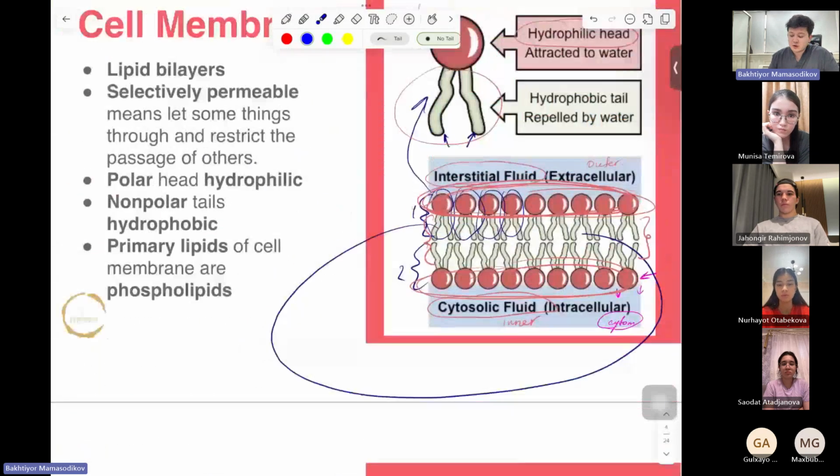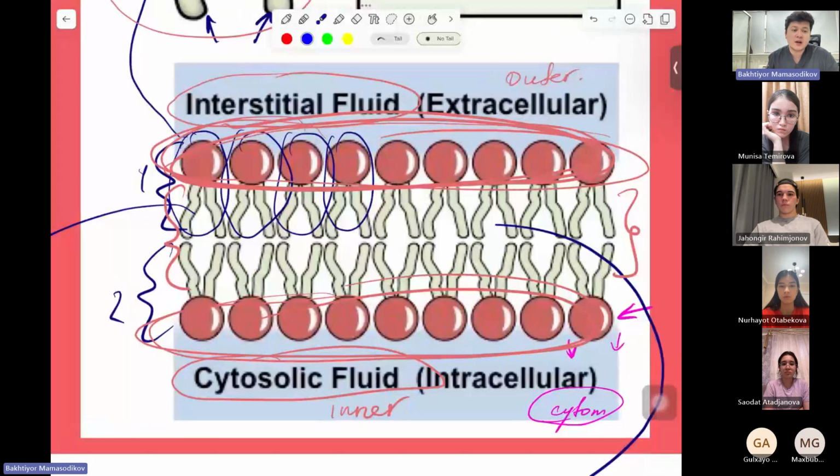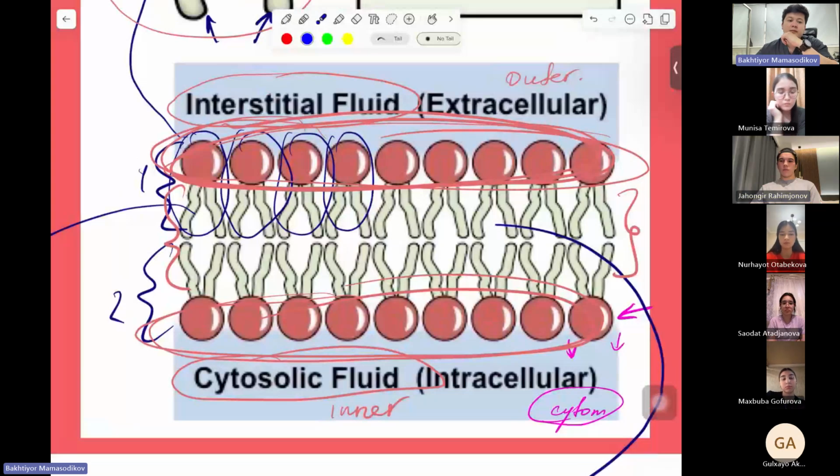Which substances can cross the membrane very easily, hydrophilic or hydrophobic? Hydrophilic. How would hydrophilic substances pass if we have the barrier here, which is the hydrophobic tail? How is it possible? It's not possible. That's why hydrophobic substances cross very easily, because these tails will let only hydrophobic substances cross. Okay? Got it?